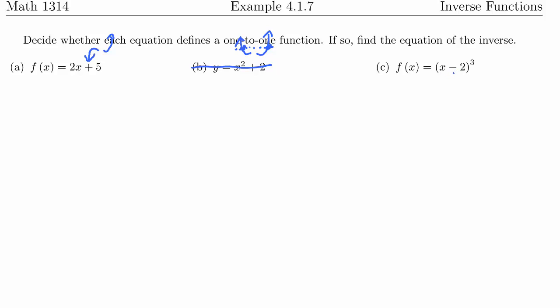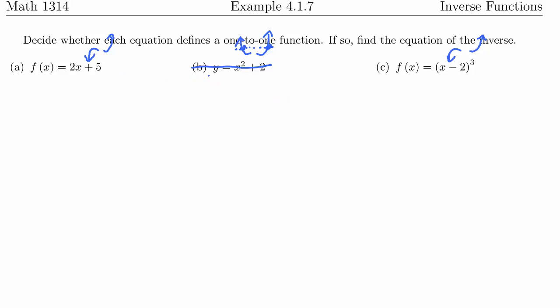C, f of x equals x minus 2 cubed. This degree is 3. Therefore, as you're going to the left, you're going down, and as you're going to the right, you're going up again. Hopefully by now you're realizing only odd degree polynomials even have a chance of being one-to-one. Every even degree polynomial function is not one-to-one, which means they do not have inverses.